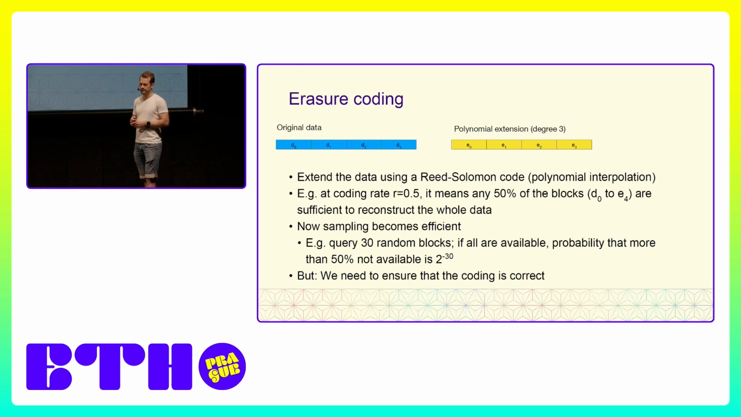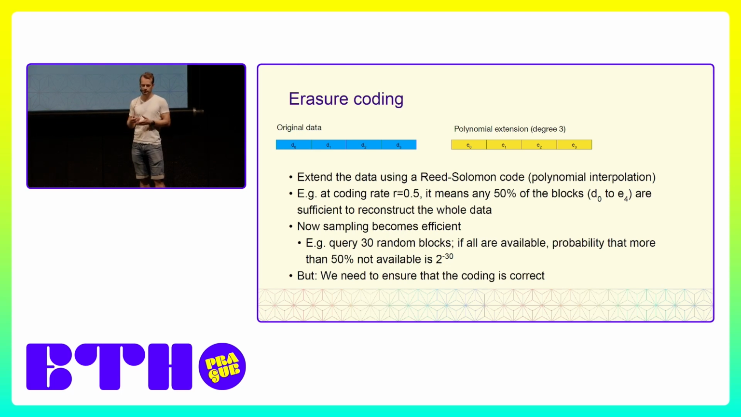And so the way it works is you have some original data. In this case, I drew 4 chunks of data. And you extend it, so you put a polynomial of degree 3 through that. There's always a polynomial of degree 3 going through exactly 4 points. And you evaluate that polynomial at 4 more points.